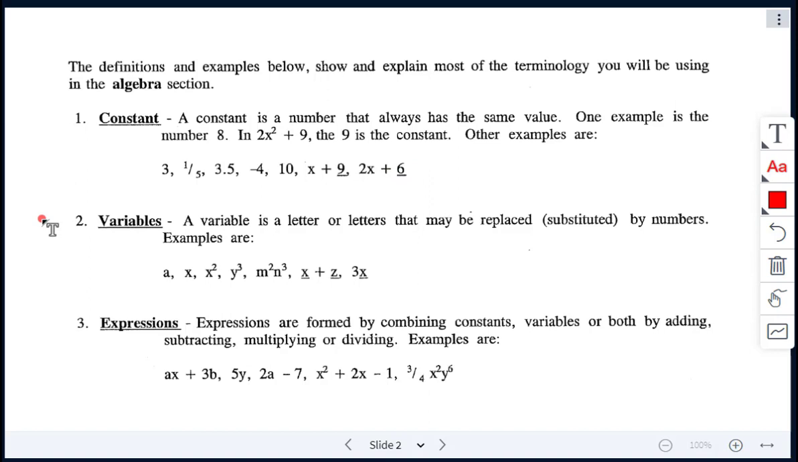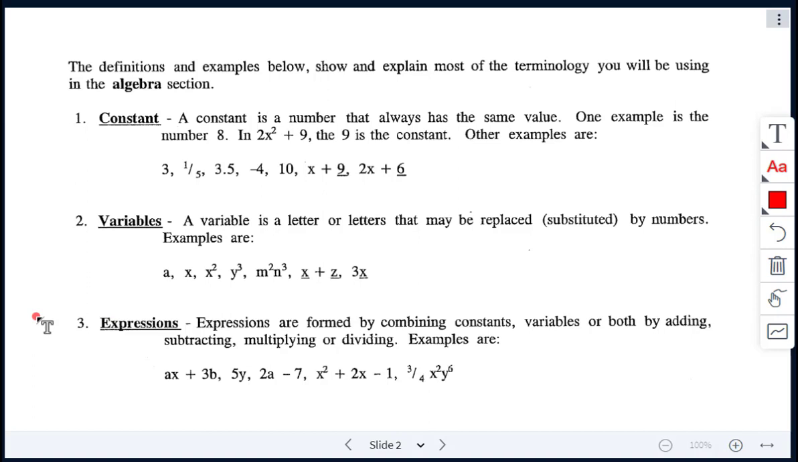Variables, you guys already know what a variable is. These are the letters. It's a letter or letters that may be replaced by numbers. They can be substituted by numbers. So any letter. All right, so here we have some letters. In this expression, we have x plus z. So those would both be variables. Here we have 3x, which is the same thing as 3 times x, and that x would be the variable.